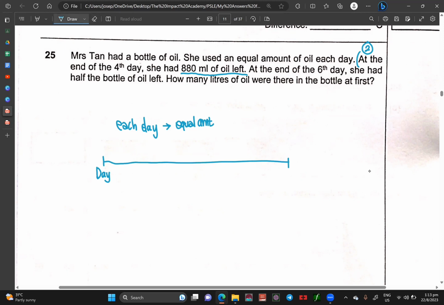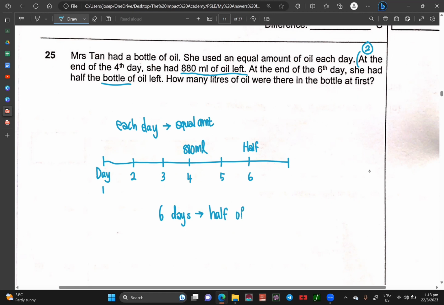Okay, we can say that this is day 1, day 2, day 3, day 4. All right, so now I know that at the end of day 4, she had 880 ml of oil left. Okay, and then at the end of day 6, so day 5, day 6, she had half. So as of this point, she had half. Now, this goes to show that she needs 6 days to finish half of the bottle.